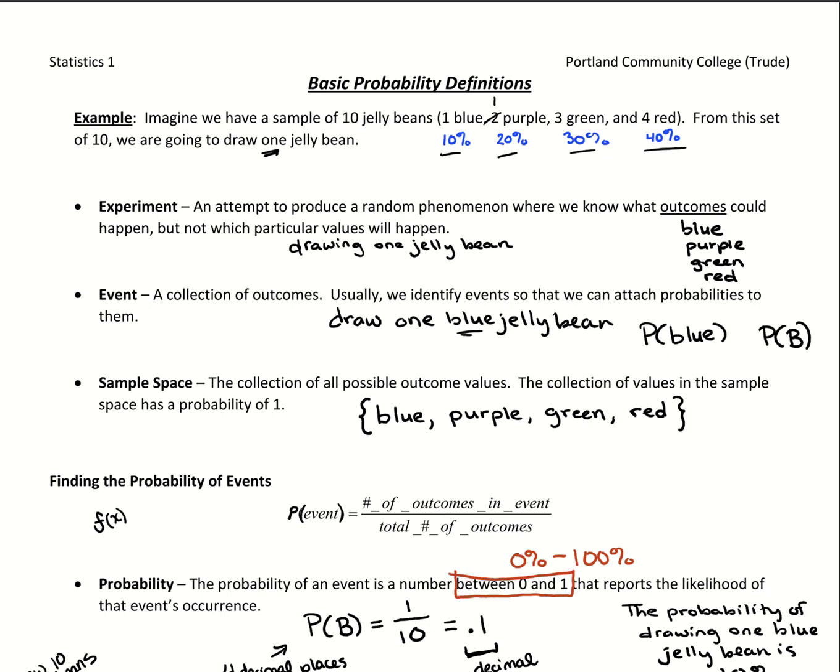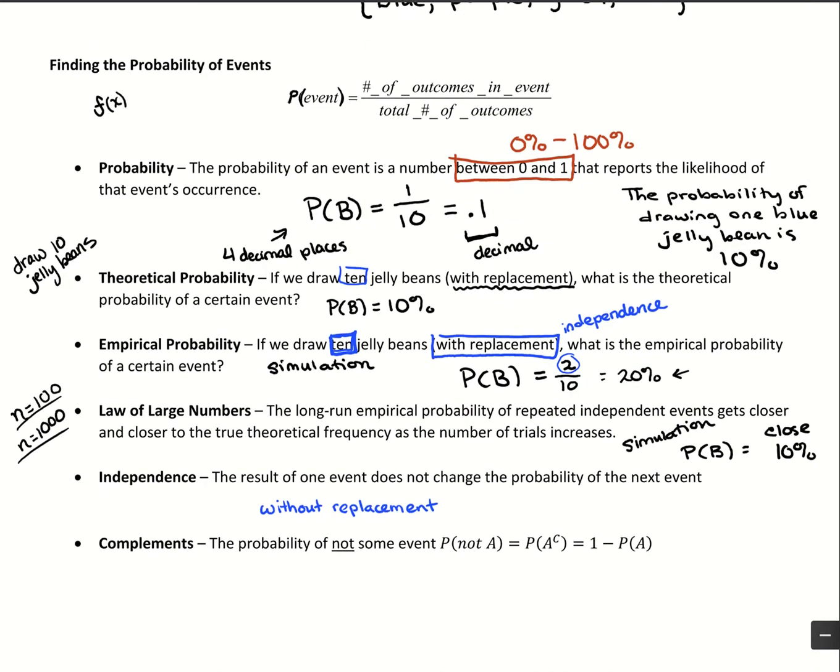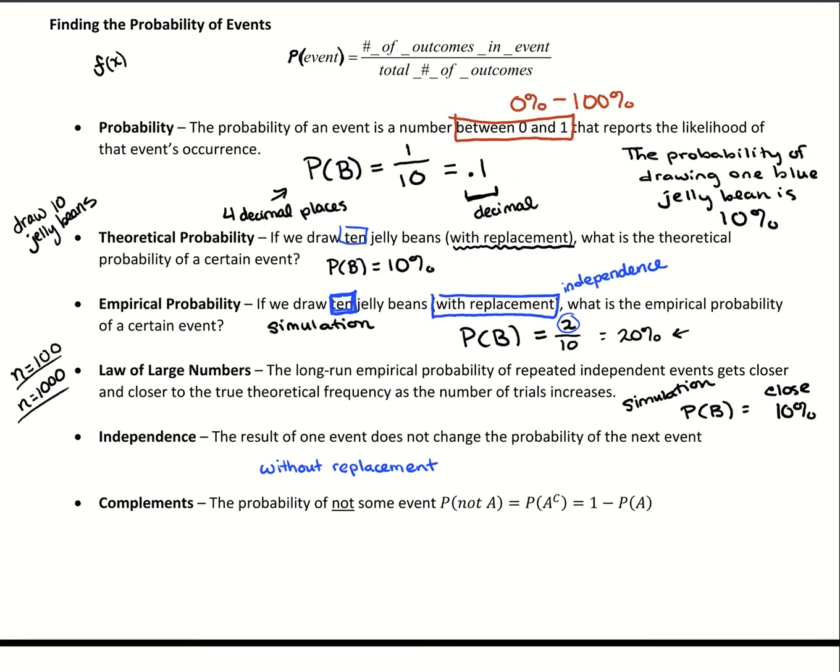Now when I go to draw my second jelly bean, the bag has changed. Now I only have 9 jelly beans, and all of these probabilities changed, because I would have a different denominator coming through. For purple, I would have a different numerator. So with that, we need to be careful of whether we have independence or not. Basically, as events go by, is the probability changing?